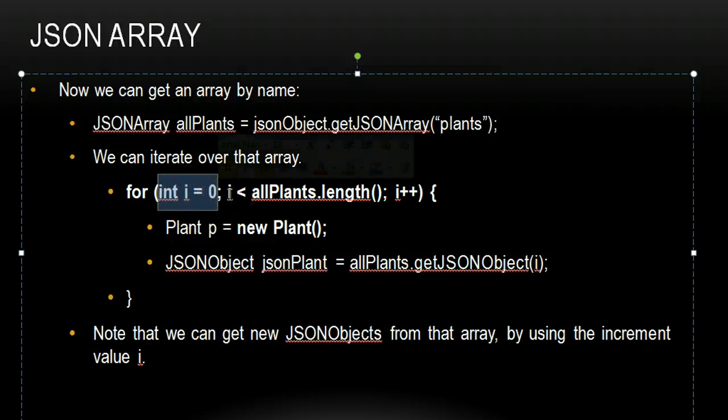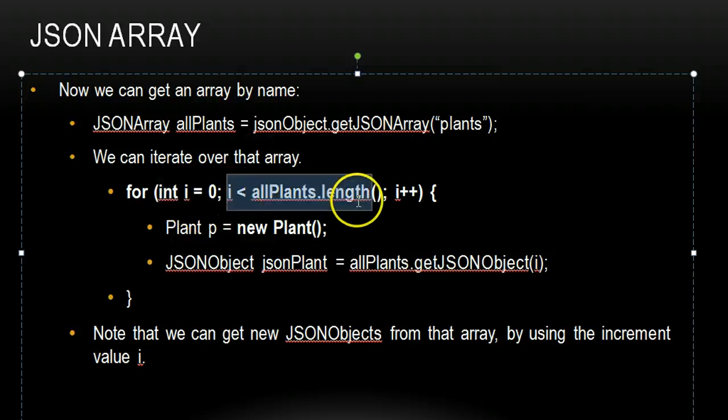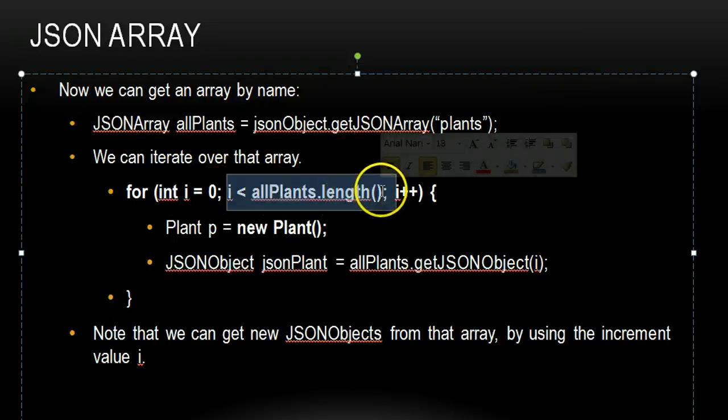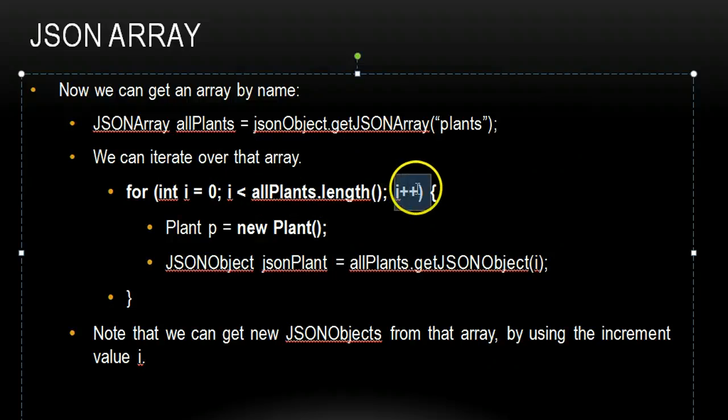Next, we have to do a comparison. I want you to continue to loop while the value in that variable I is less than the number of plants that we have. That's what we call the test. So initialization comes first, and then we have a semicolon, then we have a test, and a semicolon. Finally, we have the increment part.